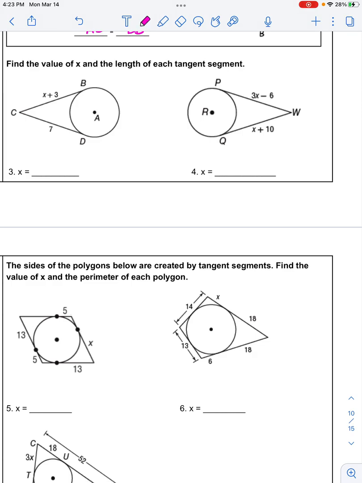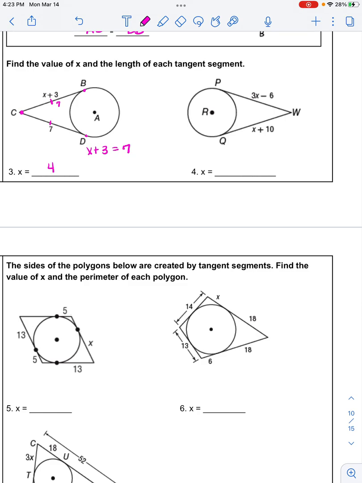So when you set this up, we can see that these are both tangent. It's tangent at B and it's tangent at D. And so what that tells me is that BC and CD are the same length. That means that BC has to be 7. So the question is, what does X have to be so that that entire segment can equal 7? So X plus 3 has to be set equal to 7. Subtract 3 from both sides, and we can find out that if X is 4, both sides will be 7.